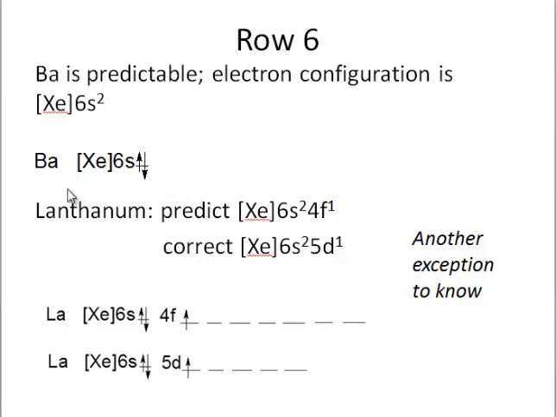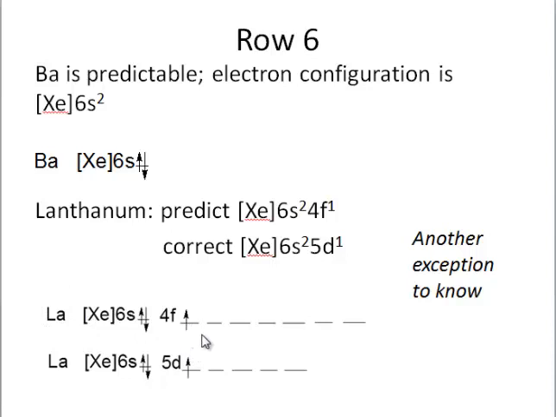The next element we come to, lanthanum, is an exception. From our charts, we predict that lanthanum should have a xenon core, then 6s2, and 1 electron in a 4f orbital. The correct orbital diagram has 1 electron in a 5d orbital. This is another exception to know. Okay, so here is the predicted configuration, diagram for lanthanum.